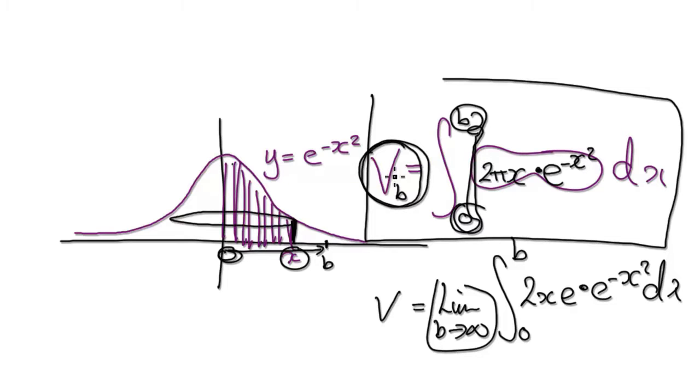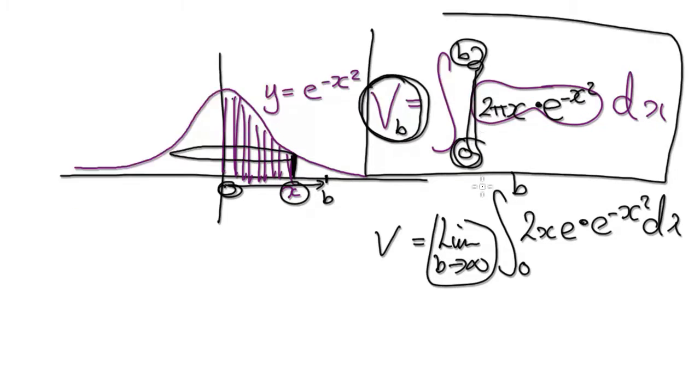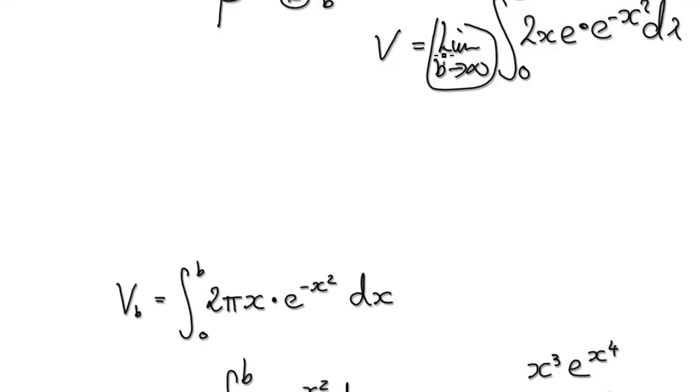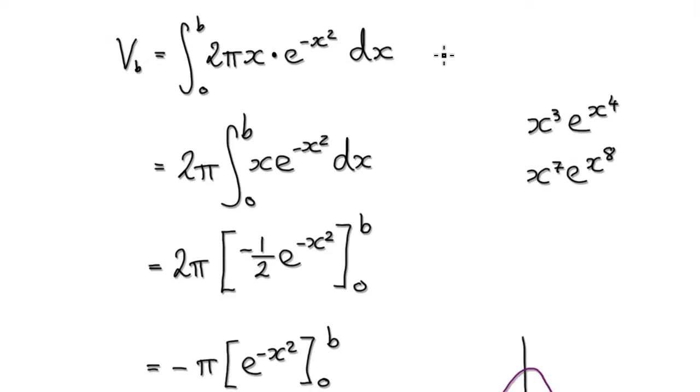So let's work out the volume from 0 to b first. The volume from 0 to b is given by this. Now 2 pi is a constant, so we can take it out here. That will then take us to here. And then when you look at this, you know this is going to be easy to integrate.